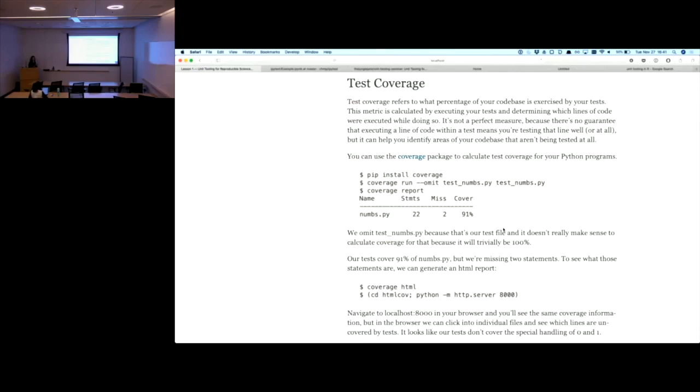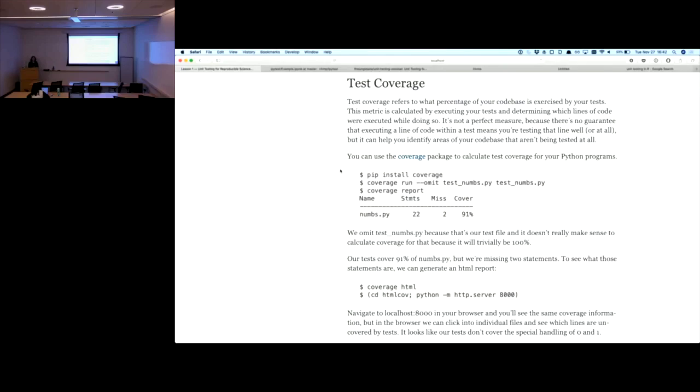Test coverage basically tells you what percentage of lines of code in your code base are exercised when you run your tests. It's not a perfect measure because there's no guarantee that executing a line of code when your tests run means that you're actually testing anything about what that line of code does. But it can help you identify areas of your code base that aren't being tested at all. So it gives you the upper bound of what you're testing.